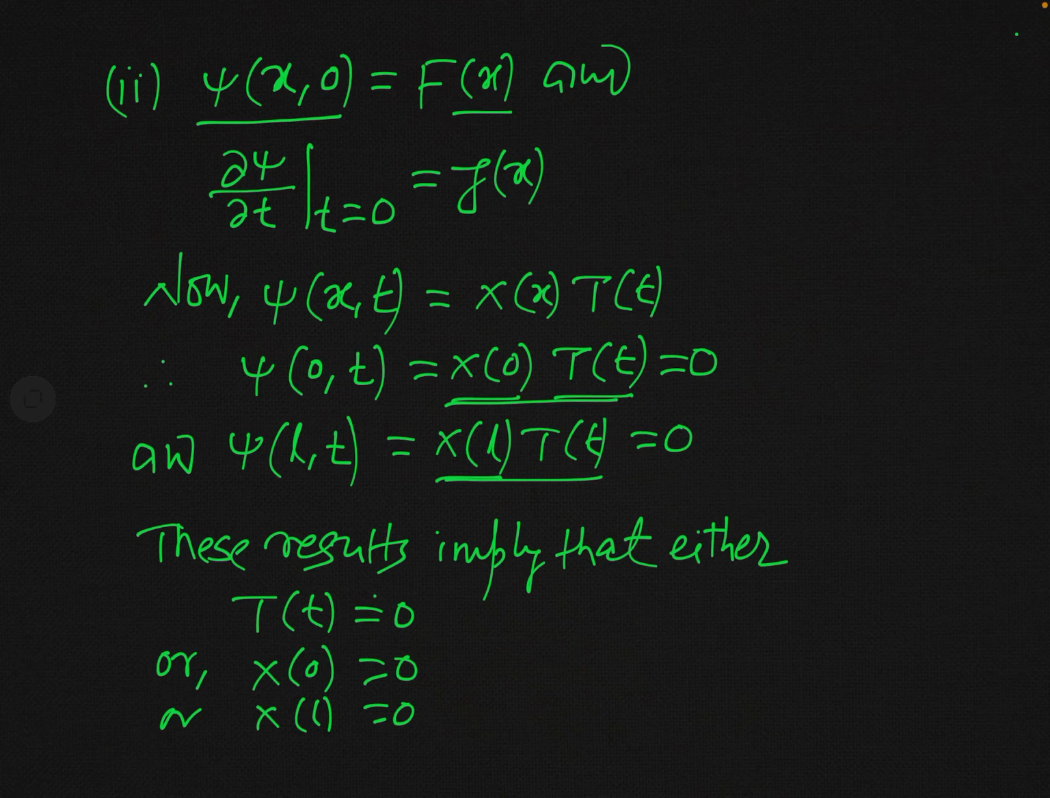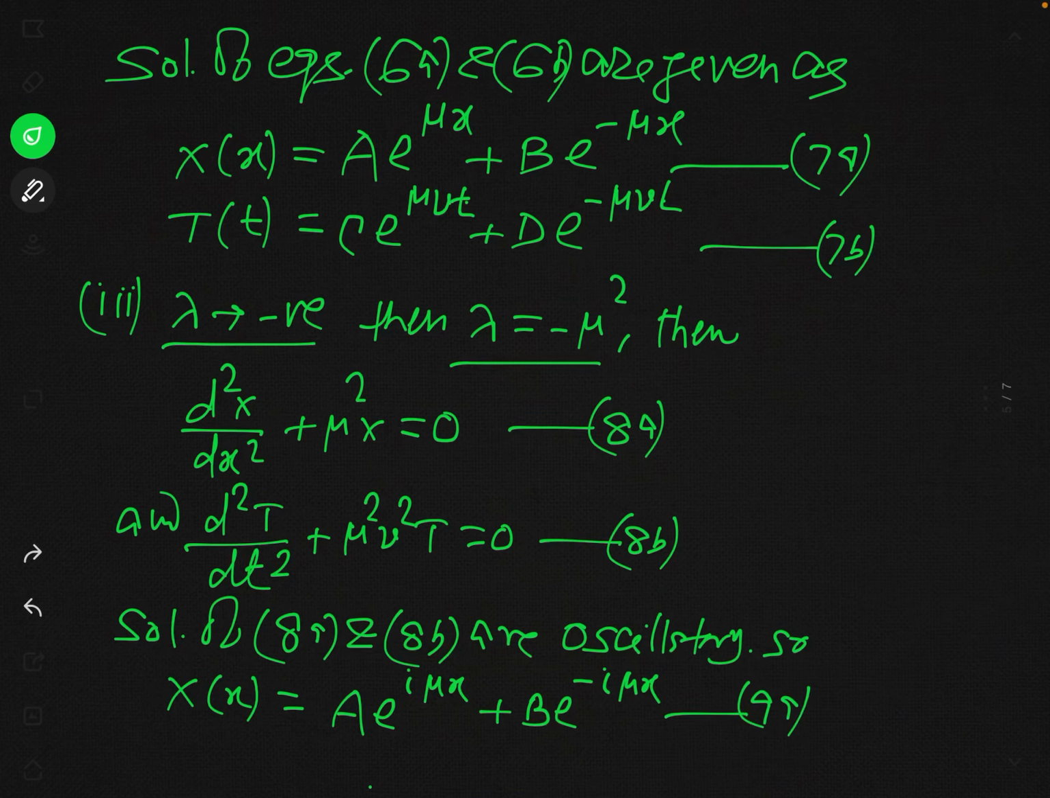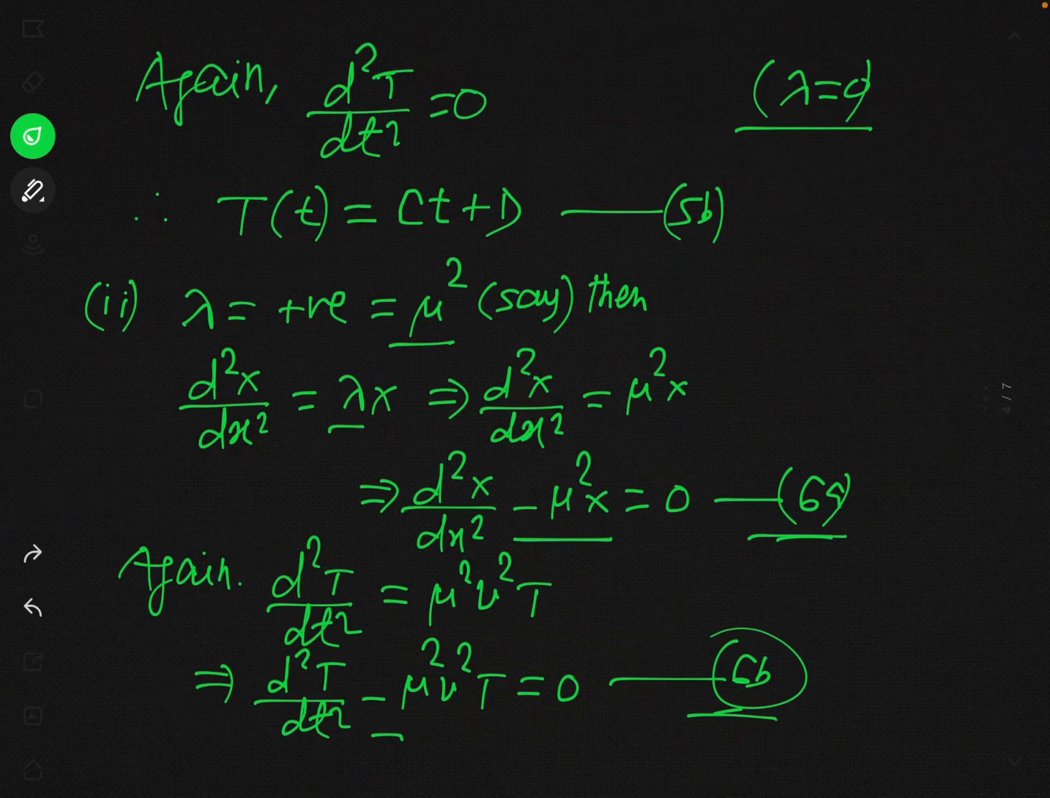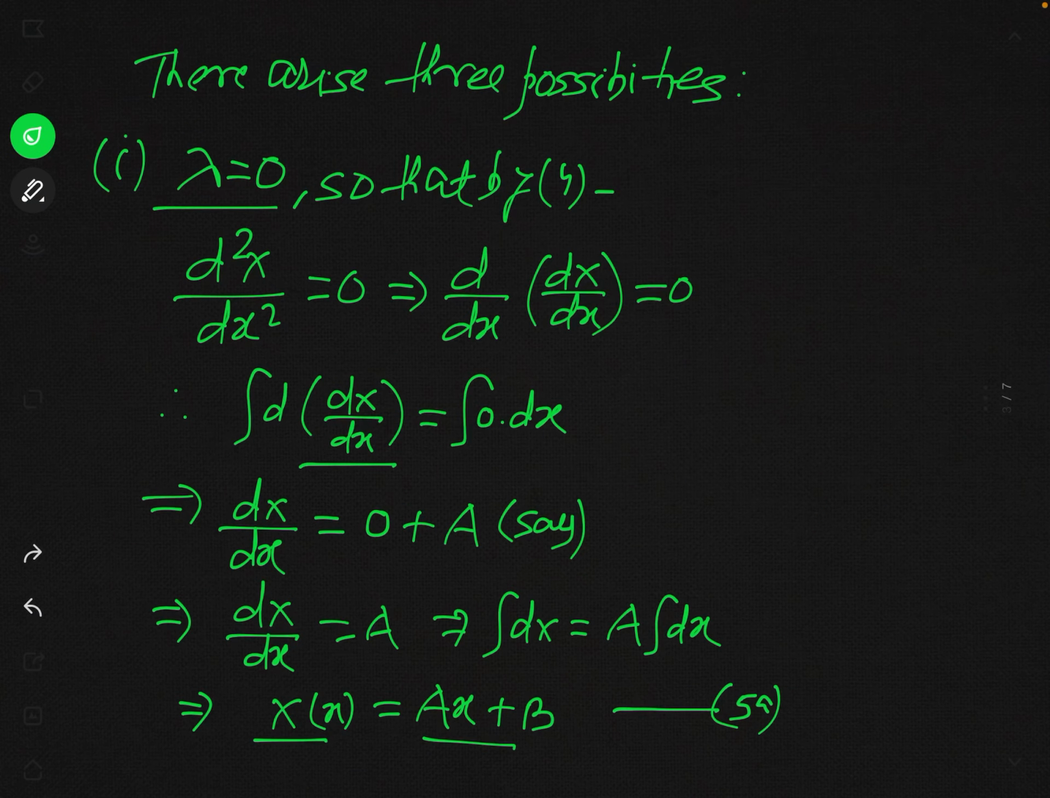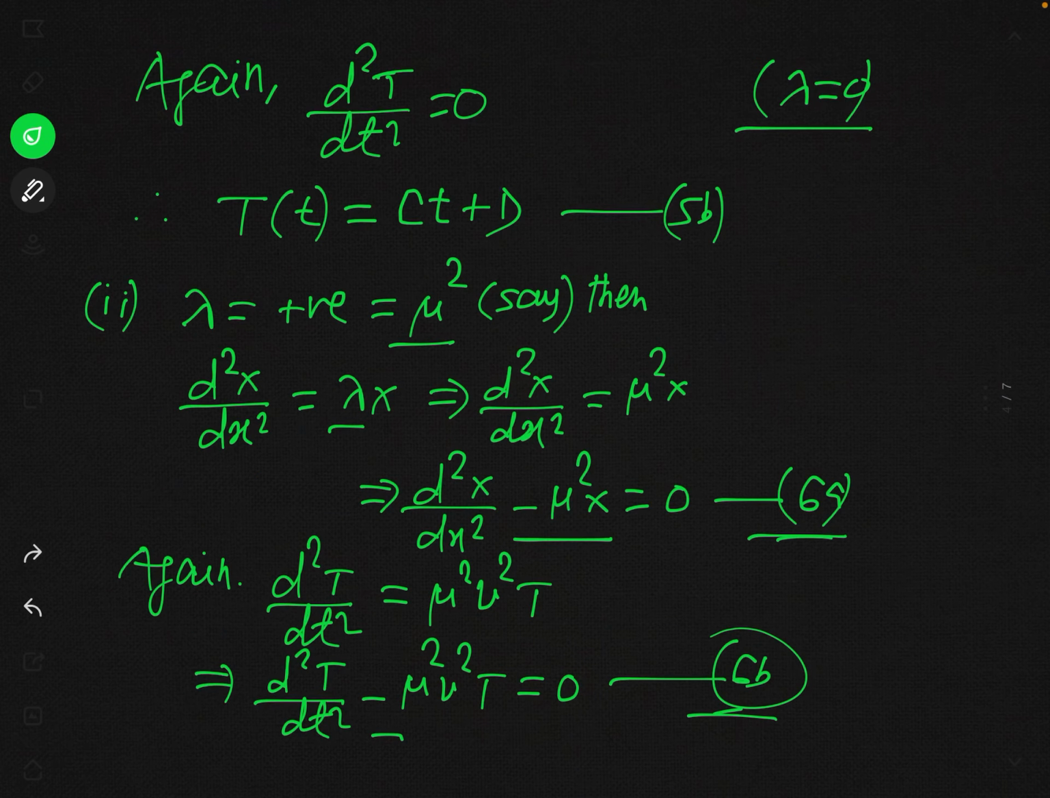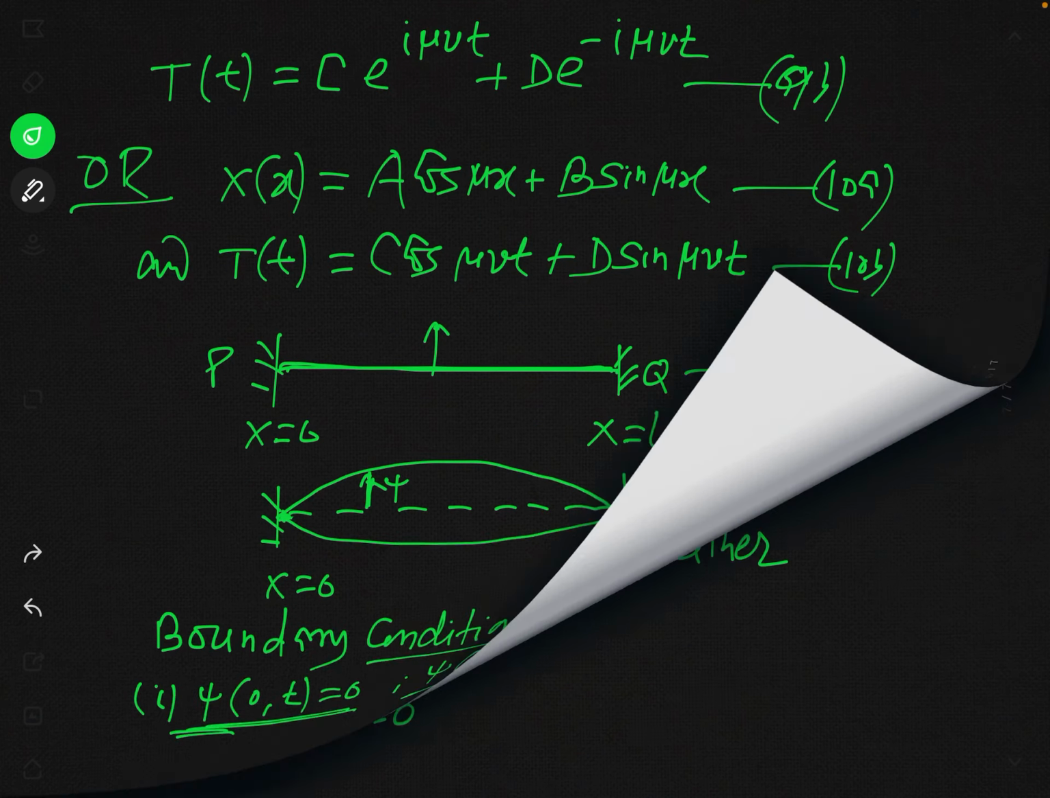So in this condition, let us apply these results in the equation which I have mentioned here, in the case of the first possibility. So see the results of the first possibility, that is when we have taken lambda equal to 0. You have seen that when lambda is equal to 0, then X of x is equal to ax plus b, and T of t is equal to ct plus d.